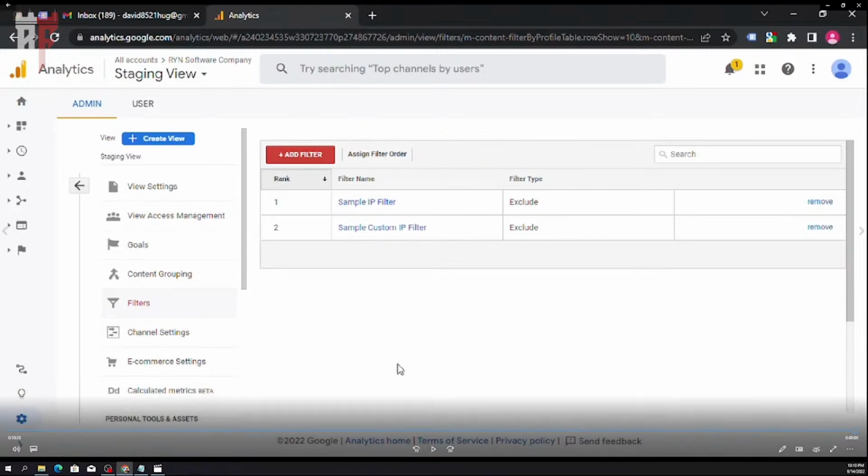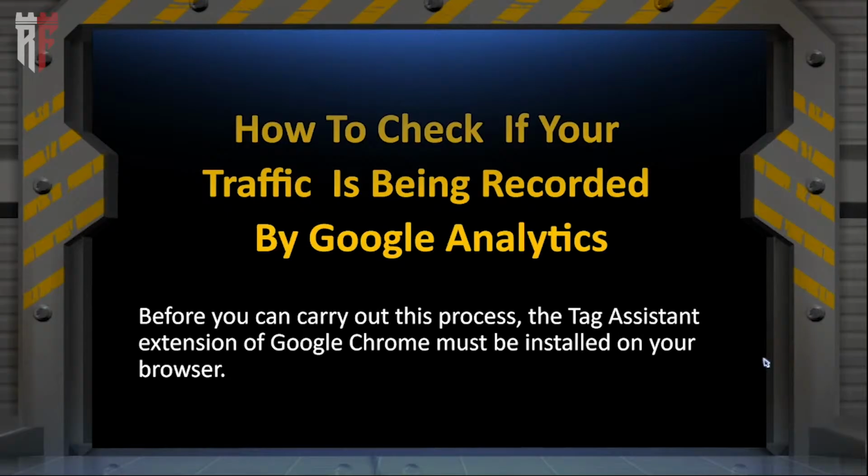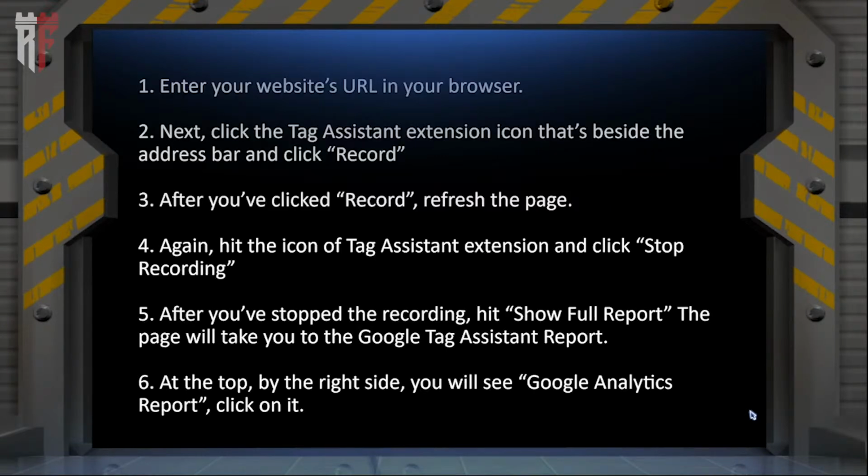So let's go over those steps one last time. You need to make sure, first off, the Tag Assistant extension from Google Chrome is installed. Then we're going to enter the website URL in the browser. Click the Tag Assistant Chrome extension next to it. Click record. After you've recorded, refresh the page. Hit the Tag Assistant icon. Hit stop recording. Once you've stopped recording, show full report. At the top right-hand side, you're going to see the Google Analytics report.